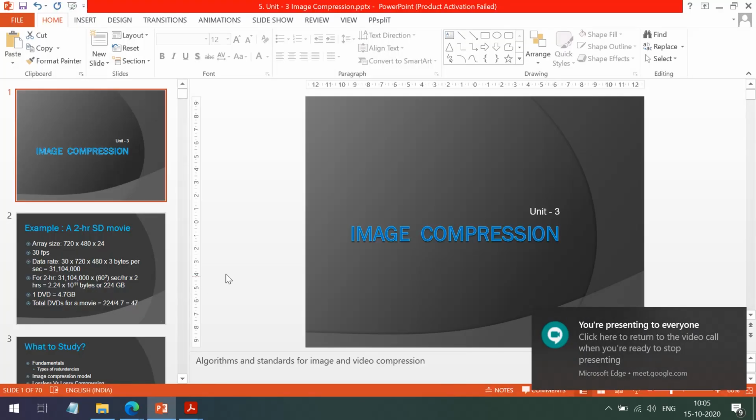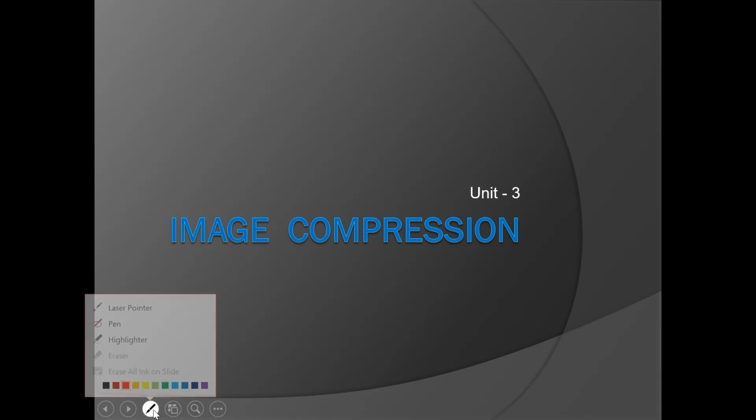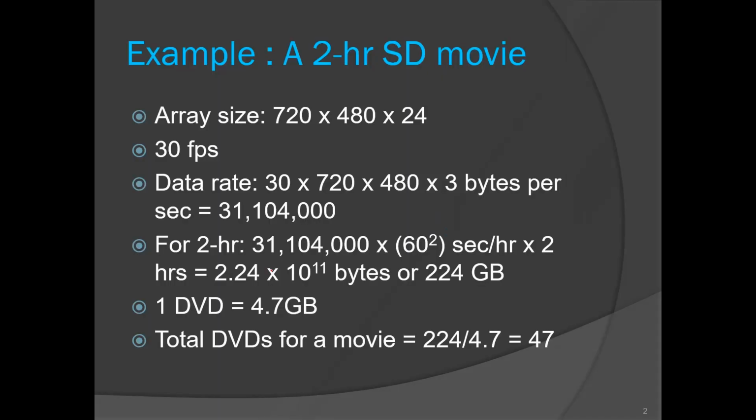Okay, so let us start with the third unit, image compression. In this unit we are going to study different algorithms and standards which are used for image and video compression, and we are more interested in image compression. Now, what is the need of compression? Consider one example.